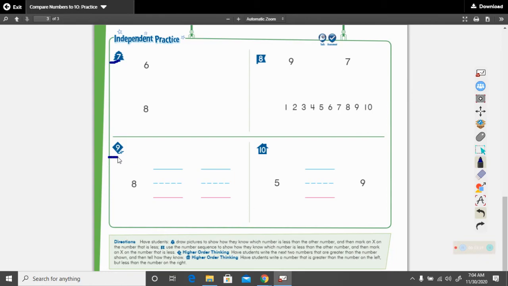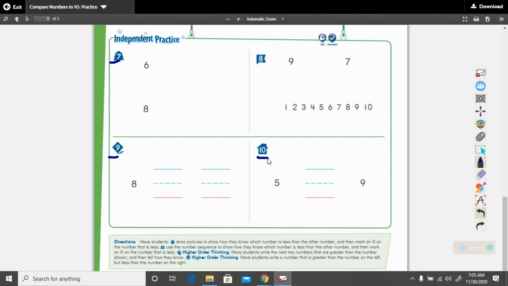For number 9, we have an 8 here, and we simply need to write the next two numbers. So if we start counting at 8, we have 8, what number comes next, and then what number comes after that. And you just need to write the numbers. That's all you need to do. So 8, and then you tell me the next two numbers.